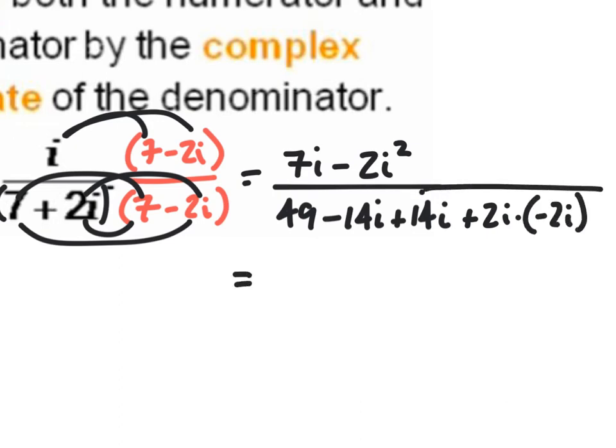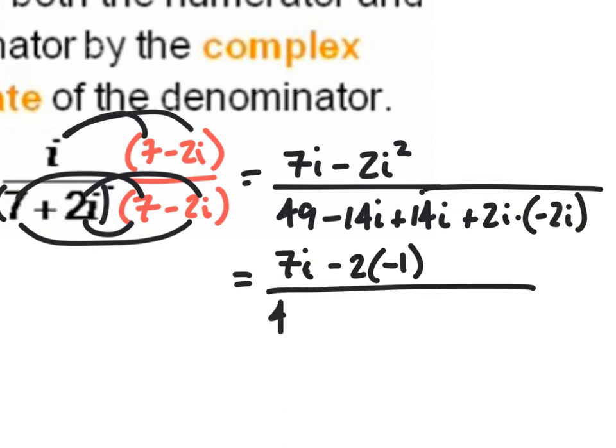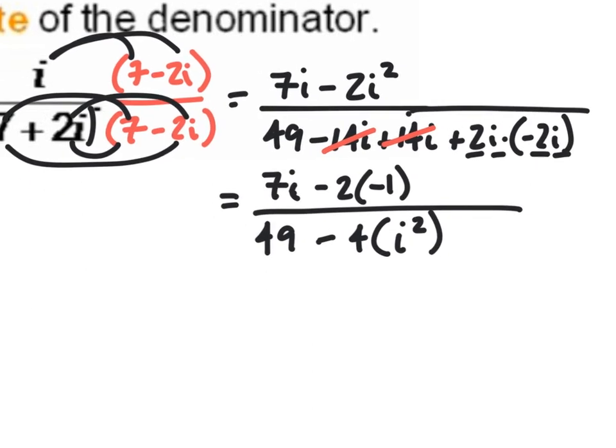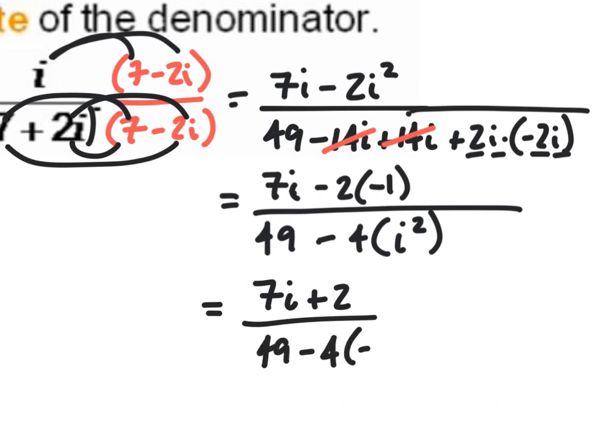And so if I simplify this up top, I get 7i minus 2 times i squared. So that's going to be minus 2 times negative 1. And then this is all over 49. The 14i and negative 14i add to 0, so those go away. But then down here I'm going to get 2 times negative 2, which gives me negative 4, and then times i, which is going to give me i squared. So from there, I'm going to do 7i and then plus 2. Negative 2 times negative 1 is positive 2. And then I get 49 minus 4 times negative 1.